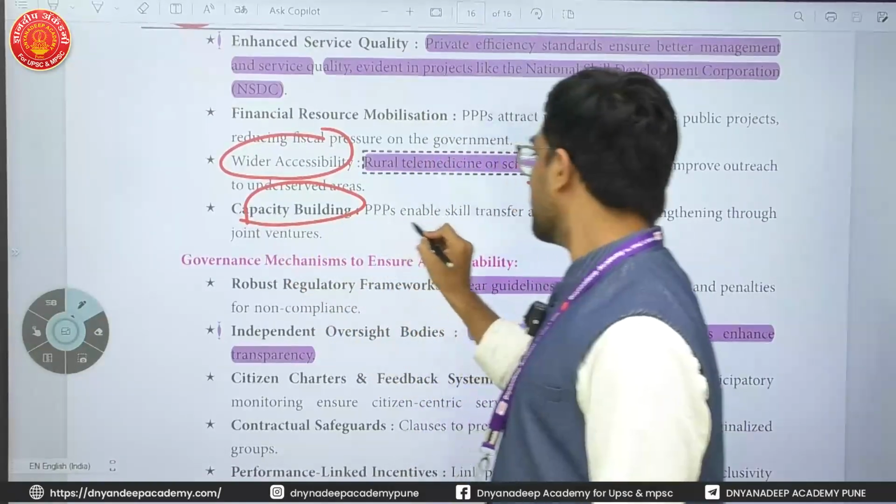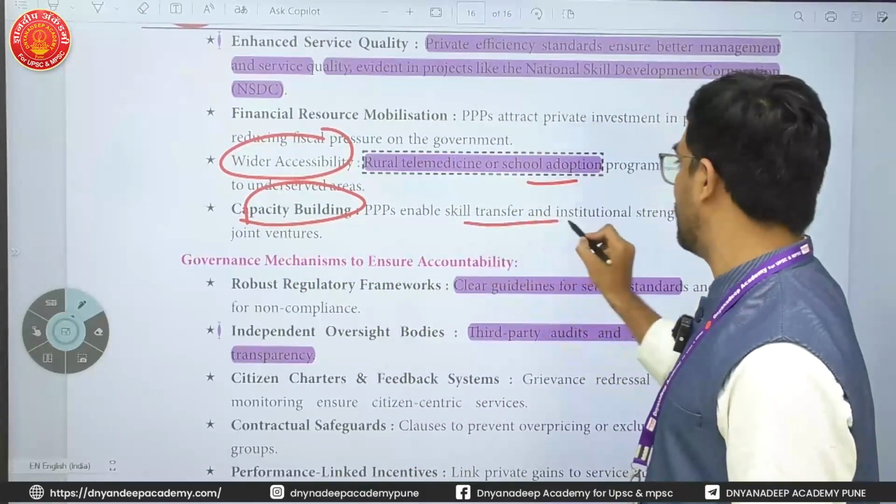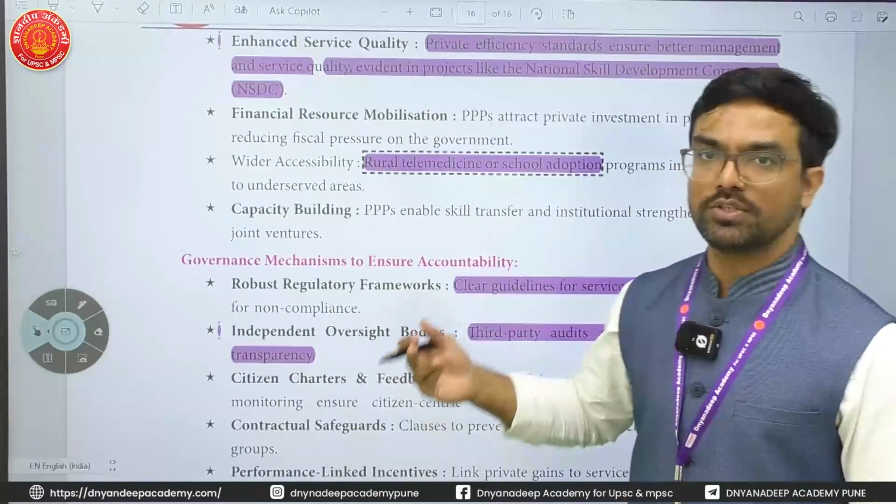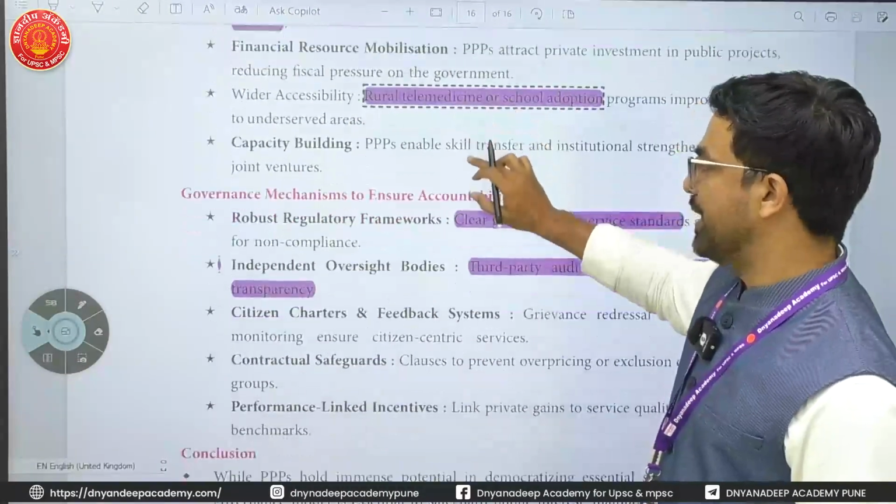Capacity building: PPPs enable skill transfer, and they also ensure training to public personnel. That's why it has resulted in capacity building.